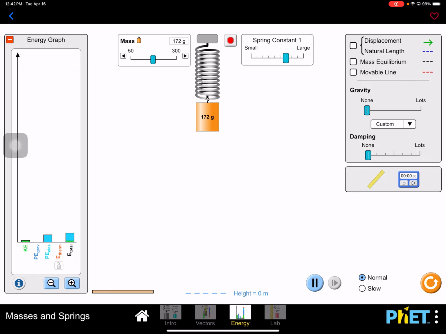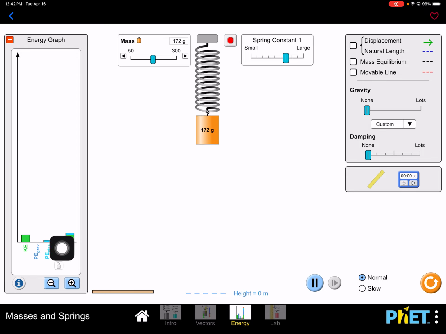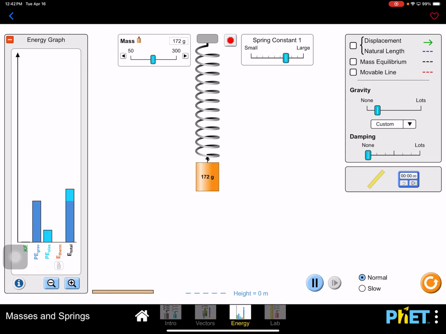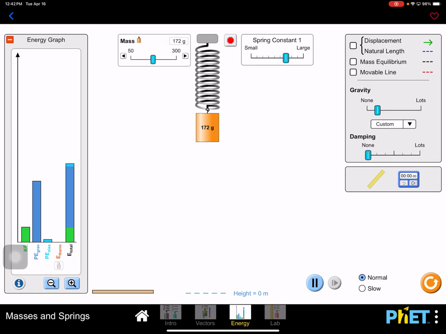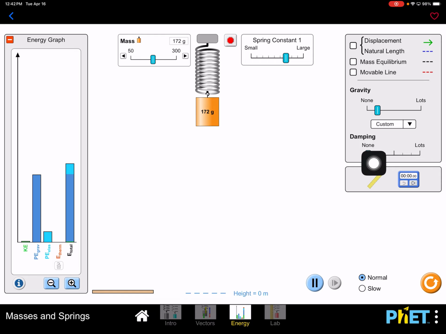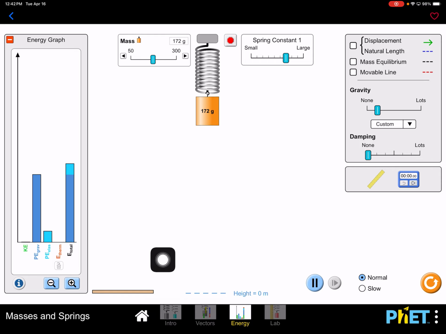So for a system to oscillate, you need to have two forms of energy, and the energy oscillates back and forth. At least two different forms of energy. You can have more than two forms. For instance, we can put gravity in, and now you can have gravitational potential energy as well. So you have three forms of energy. And as long as damping is not present, as long as friction is not present, here's the total energy.